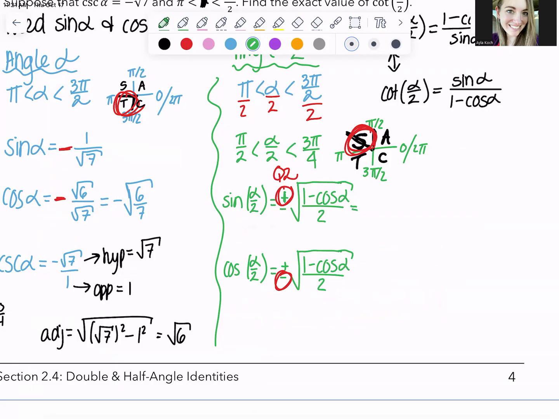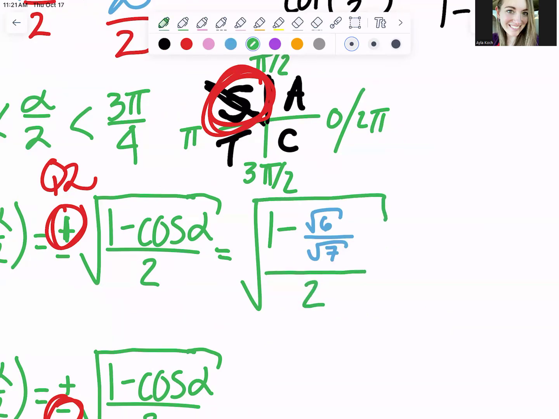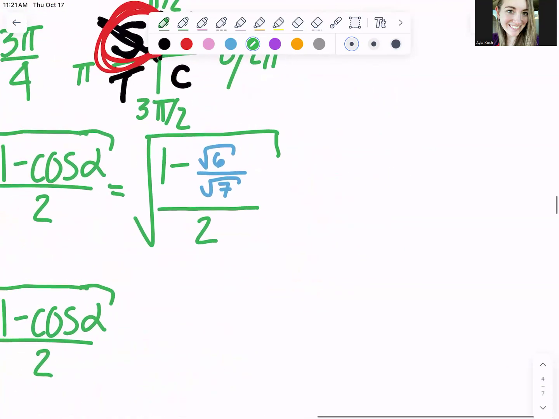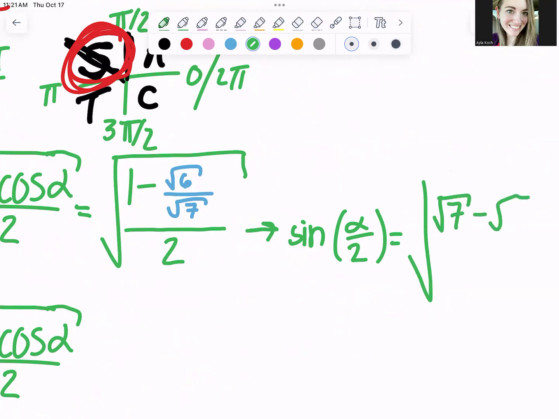So this will be a really nasty looking fraction. Square root of 1 minus, maybe I will write this as square root 6 over square root 7, divided by 2. And what is this for sine of alpha over 2? So sine of alpha over 2 is the square root of square root 7 minus square root 6, all divided by 2 square root 7. Whew.